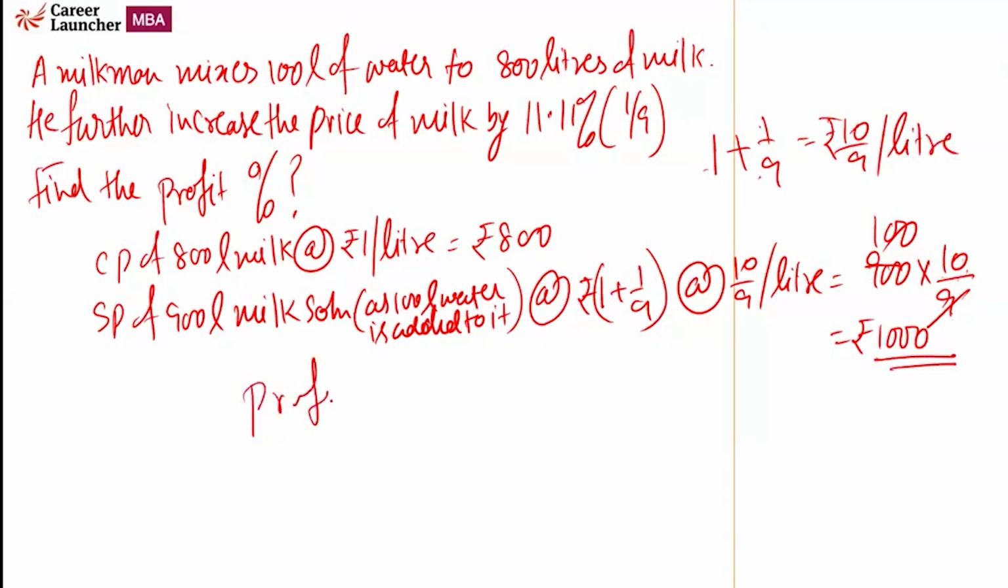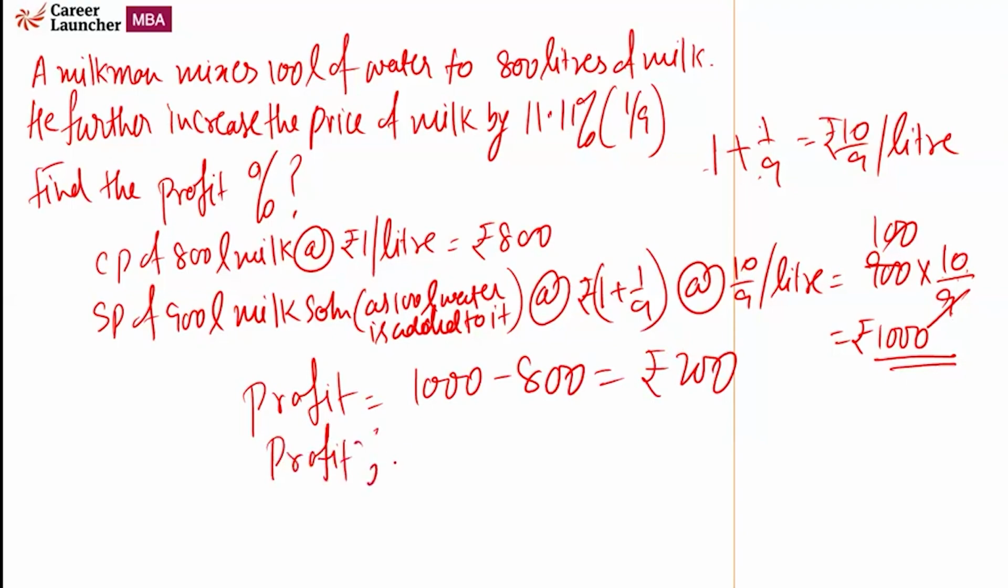How much profit do you make? 1000 rupees is selling price, cost price is 800. Should I say you make a profit of 200? ये profit 200 किस पे बना? 800 पे. बहुत अच्छा, very good. The profit percentage comes out to be 200 over 800. This is 1/4, which is 25%. Is it fine? Because you increase the price by 1/9, so 1 plus 1/9 is 10/9.